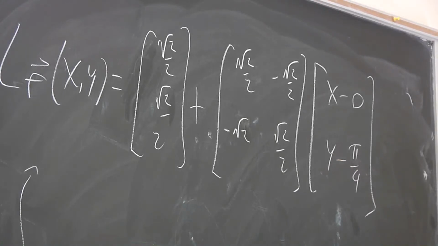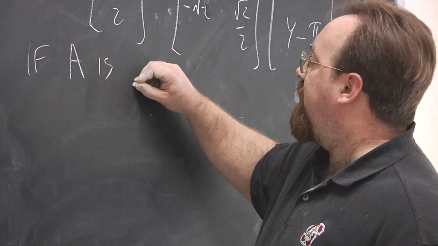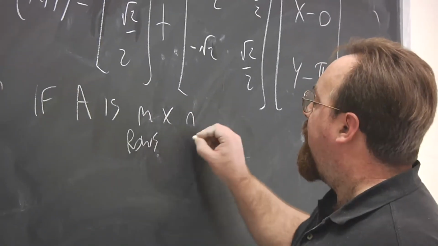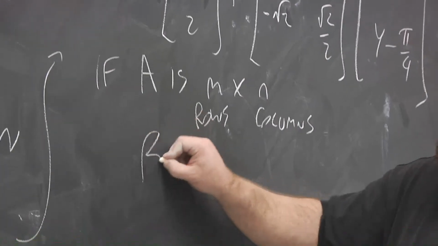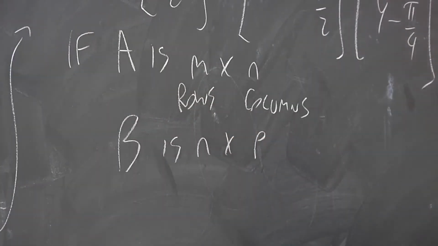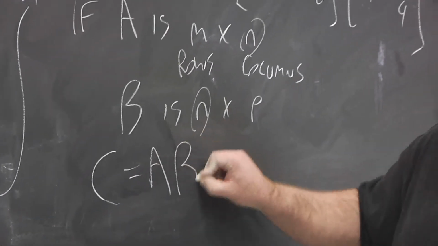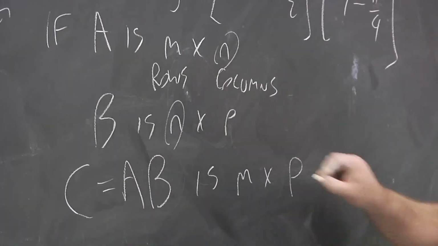Now, to complete this, we need to actually carry out the matrix multiplication. And the way we do that is, A is m by n. What I mean by that is m rows, n columns. And B is n by p. Again, n rows, p columns. These two have to match. Then C, which is A times B, has m rows, p columns.